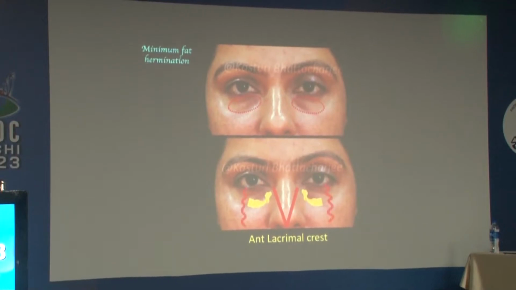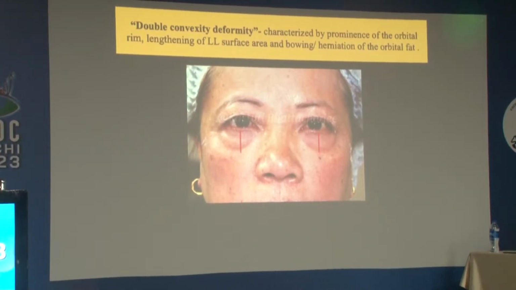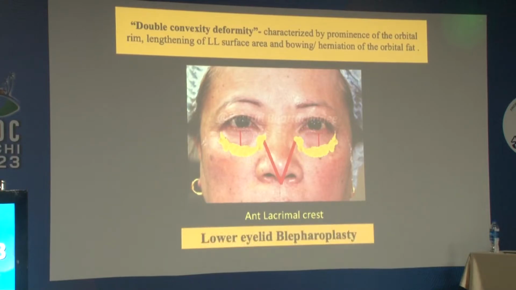I'll be sharing some of the patients out here, but if you have a very prominent orbital fat, when you have a very big orbital fat and this plane is much anterior, so prominent that it is anterior to the plane of the anterior lacrimal crest, these are the situations where the filler will not work. You need to go for the surgery.